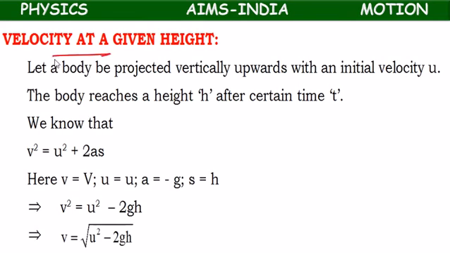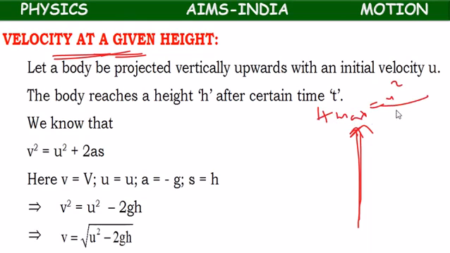Next. Velocity at a given height means we have projected the body and it is going somewhere. Maximum height we know: h max equals u square by 2g. But we want to find the height at a certain point, at this point how much, or at this point how much. If we have to find the time at a certain height, then what is the procedure?